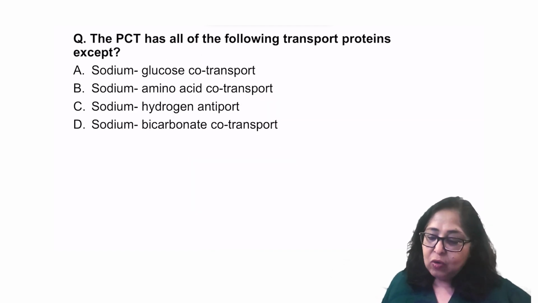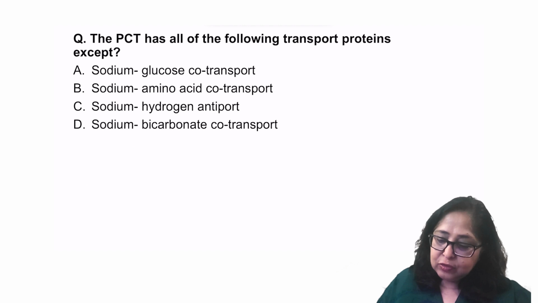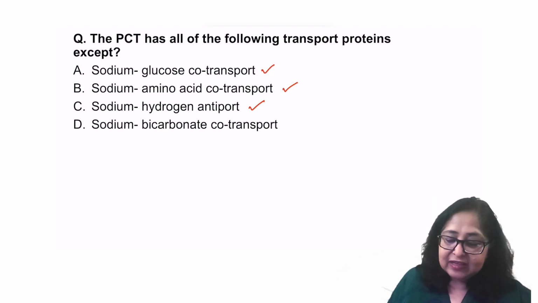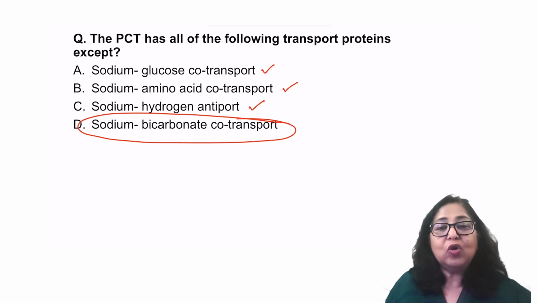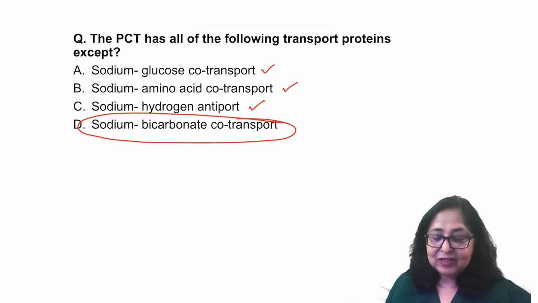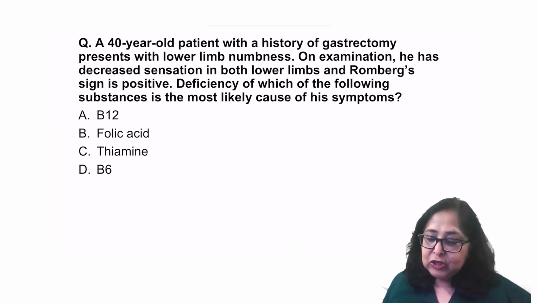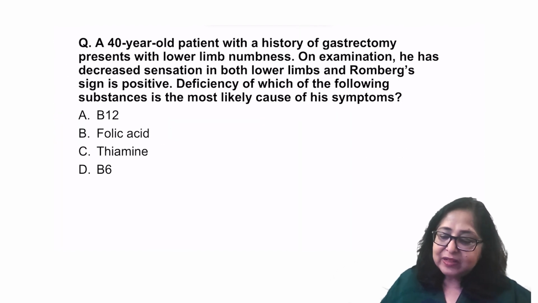The PCT has all of the following transport proteins: sodium glucose co-transport, yes. Sodium amino acid co-transport, yes. Sodium H plus counter transport, yes. It does not have a sodium bicarbonate co-transport. So answer is D.